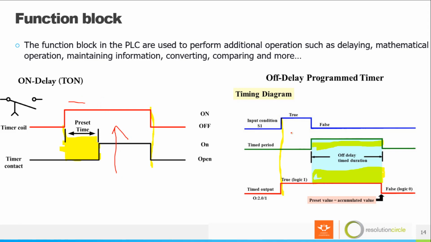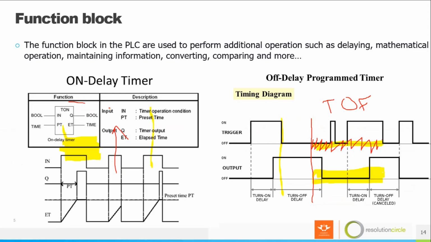But with a timer off, in most PLC you'll see it as TOF, your input must be high. As long as your input is high, your output will be high also. The moment your input is low, then your delay will start counting. The moment it reaches the time that you set, then your output will be off. Okay.